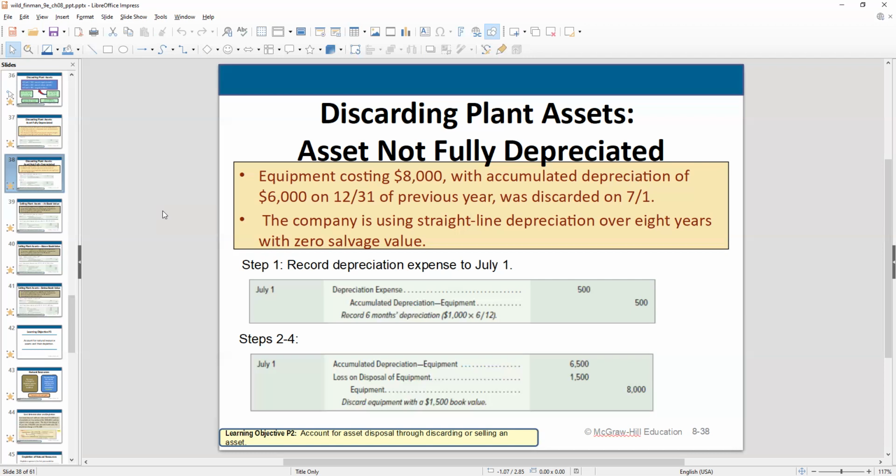Want to point something out here. Loss on disposal of equipment is the same as an expense. It costs us money. Whenever something costs us money, we got to look at it as an expense. That's why we are debiting the loss on disposal of equipment.